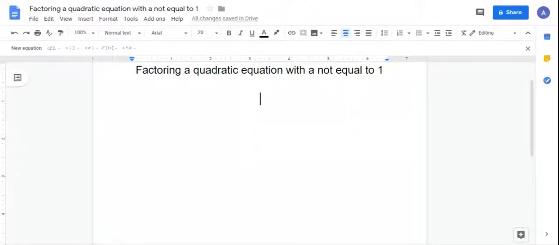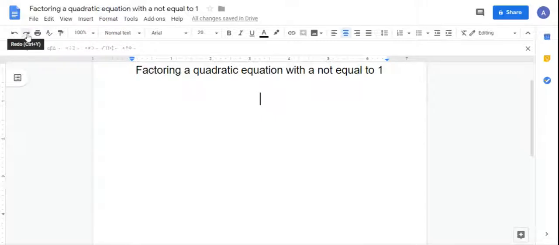Alright, so in this screen recording, I'm going to show you guys how to factor a quadratic equation when the a value is not equal to 1. I've already done this on Google Docs, so you're going to see me using the redo and the undo button a lot.